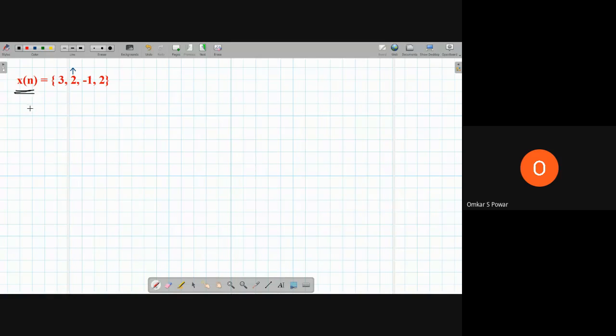So the first thing we have to do is write the formula. Z transform of x of n is equal to summation, n varies from minus infinity to infinity, x of n z power minus n. So now what is x of n? We have to substitute here. Summation n varies from minus infinity to infinity. What is your x of n?